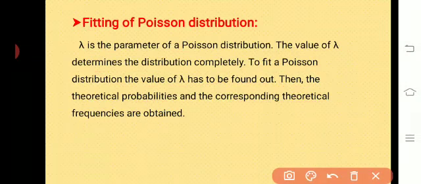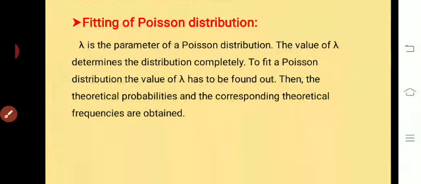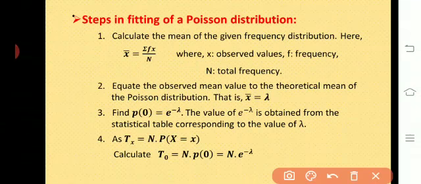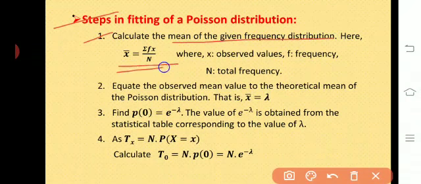Now let's see how to obtain the theoretical frequencies. These are the steps in the fitting of a Poisson distribution. The first step is to calculate the mean of the given frequency distribution. Here the mean is x bar equal to summation f x upon capital N, where x are the observed values, f are the frequencies, and N is the total frequency.